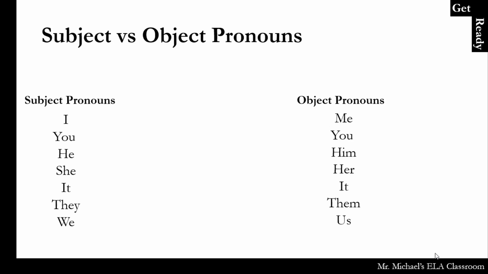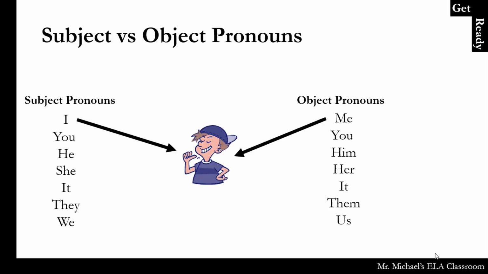So subject versus object pronouns. So subject pronouns are I, you, he, she, it, they, and we. Object pronouns are me, you, him, her, it, them, and us. So this is what I'm going to use to denote I, because it's very confusing to speak about I. Because am I telling you that it is I, or am I talking about myself? So this is the I picture.